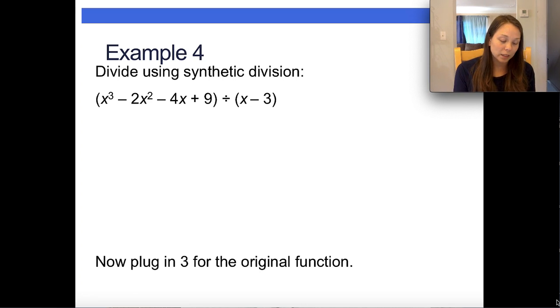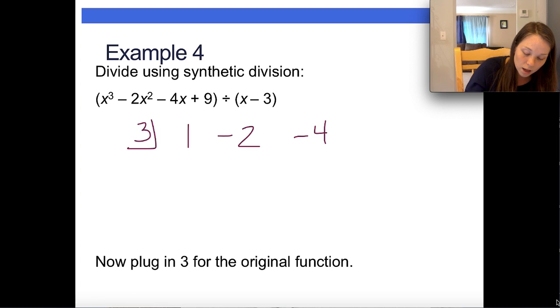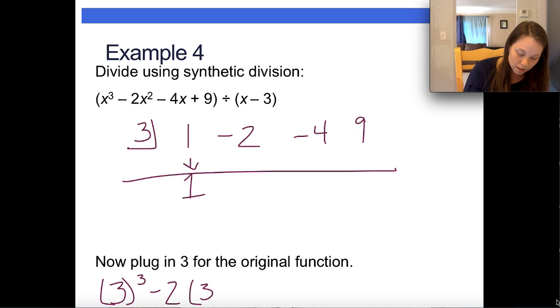X cubed minus 2x squared minus 4x plus 9 is being divided by x minus 3. So if I go to set this problem up, I'm going to have 3 in my box because it's the opposite of what's in that binomial. My coefficients are 1, -2, -4, and 9. Before I even start this problem, I'm going to take 3 and plug it into my function and see what my remainder should be when I do the division process. So I'm going to take 3 and plug it in before I actually divide, because I want to see what it should be before I get to the end of the problem.